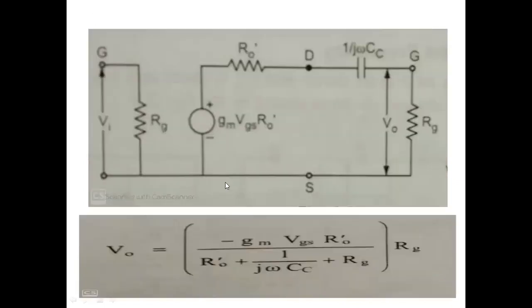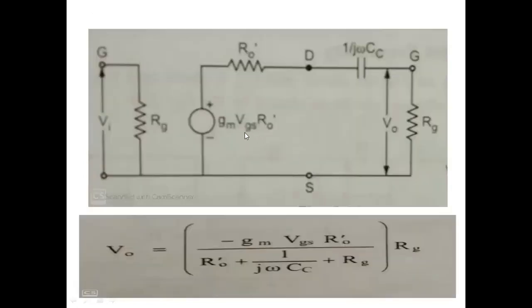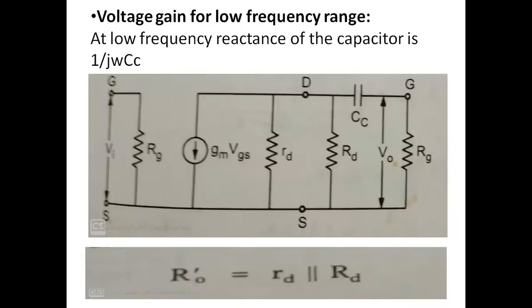So then the circuit becomes: here we have the current source, and here we have the resistance, the total resistance R naught dash, and Cc and Rg. And directly we are taking the Thevenin's equivalent circuit. This is not an equivalent circuit yet because the current source is in parallel with R naught dash, the parallel combination of these two resistances. A current source in parallel with a resistance is the Norton's equivalent circuit.